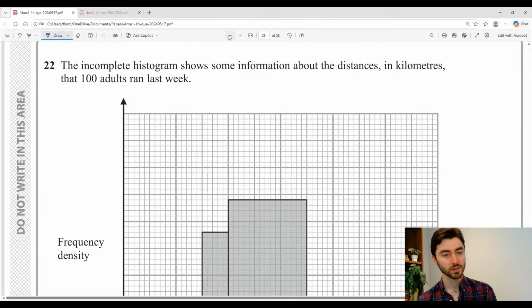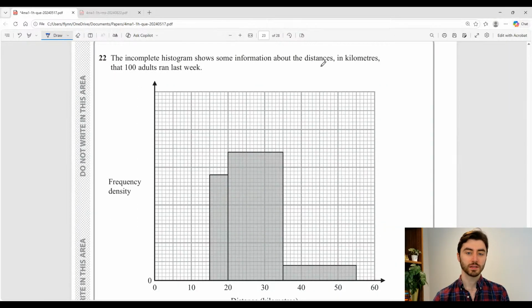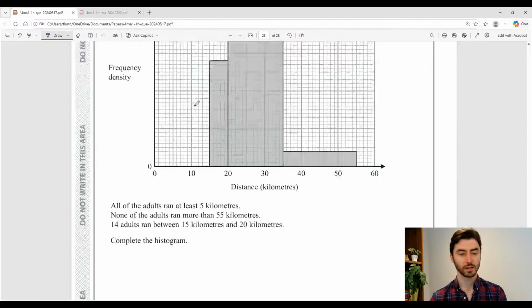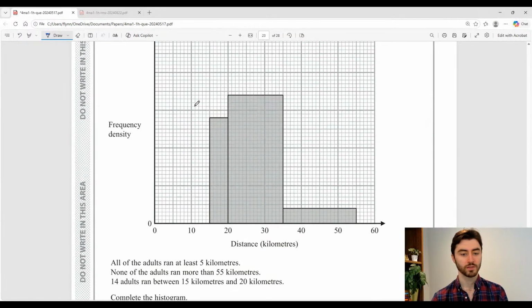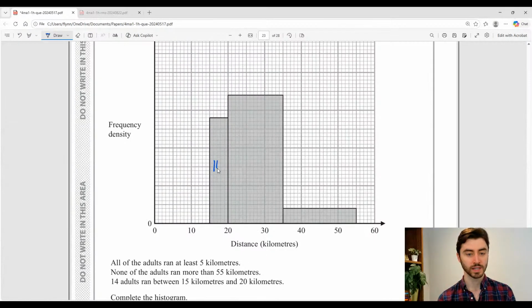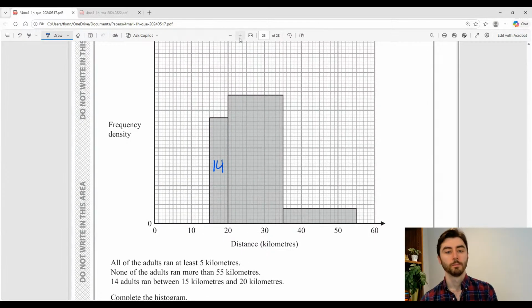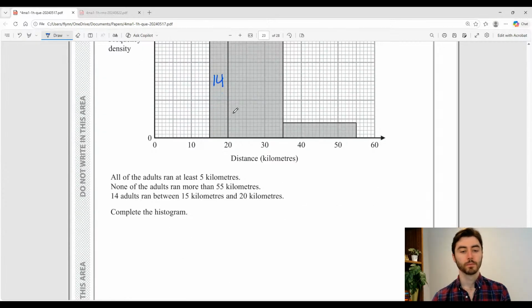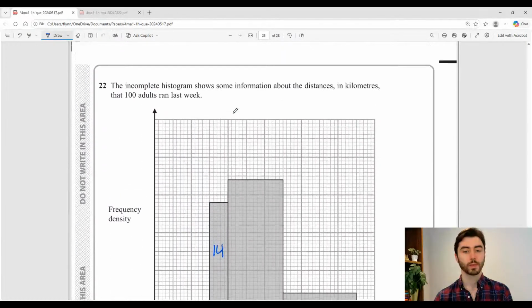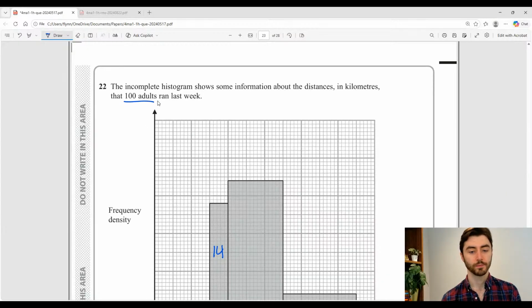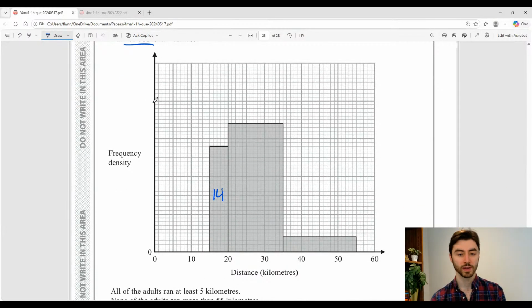And question 22, a histogram. Incomplete histogram, 100 adults ran. All the adults ran at least 5. None ran more than 55. Okay, the thing to note here is that frequency on a histogram is represented by area. So if 14 adults ran between 15 and 20, then this is 14. We know 100 adults ran. So we can count the squares here.